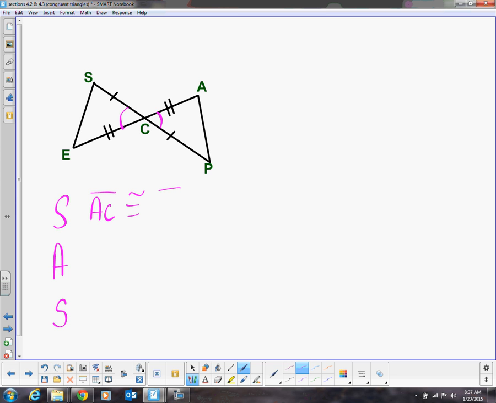AC is congruent to EC. And how do you know that? Because it's marked, meaning it was marked before we got there, it was given. All right? So now we're going to have Maria name our angles.